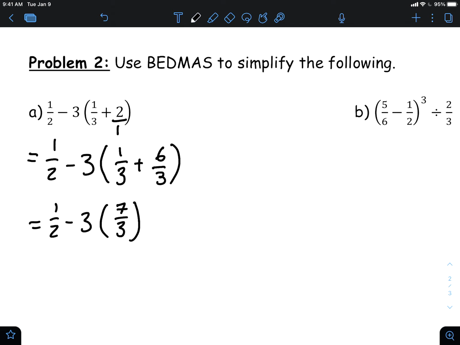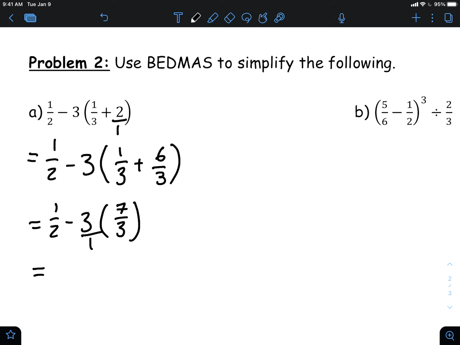Okay, so the next thing we'd want to do, well, BEDMAS, we don't have any exponents in here, so the next thing would be divisions and multiplications. And we do have a division or multiplication where we have 3 times 7 over 3, or I guess minus 3 times 7 over 3. So we'll put 3 in terms of fractions as well.